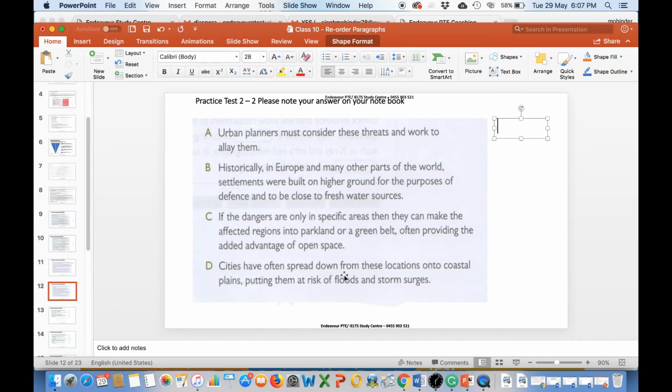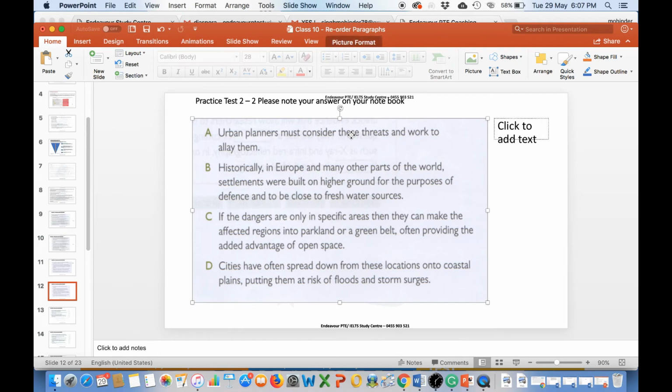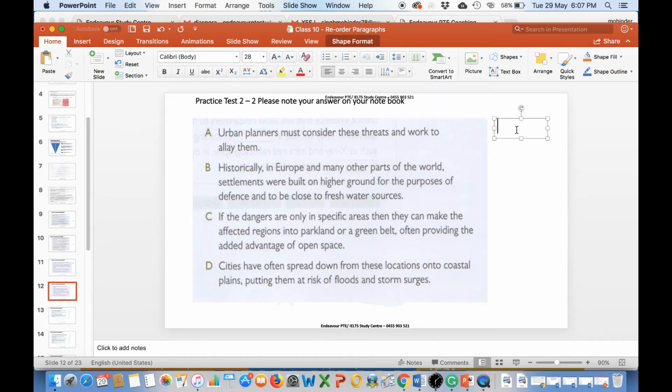Cities have often spread down from these locations onto coastal plains, putting them at a risk of floods. So now these locations, we do not know these here, not my first one. And if dangers, not my first one. Then the only thing I'm left with is B. So B is my first one. Let's have a look at it. Settlements were built on higher grounds for the purpose of defense and to be close to the freshwater sources.